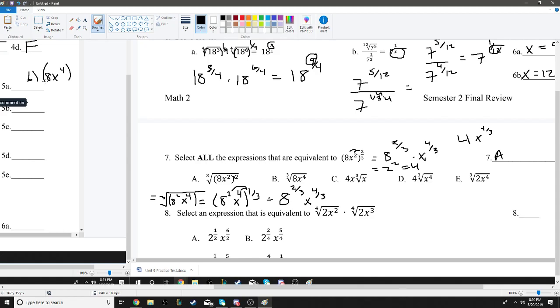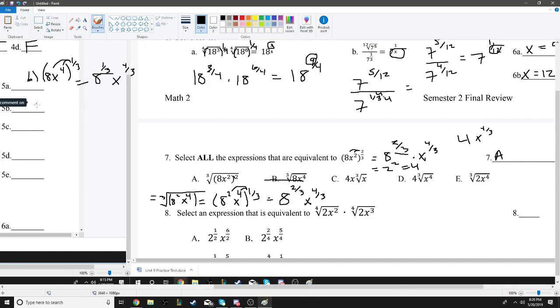And then we're going to have this as a 1/3. And as we distribute them, this becomes 8 to the 1/3 times x to the 4/3. And notice that 1/3 is not the same as 2/3. So not B.